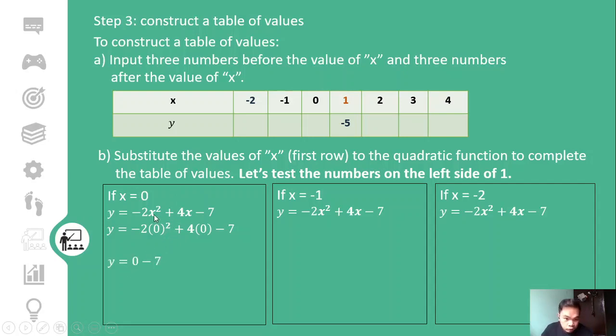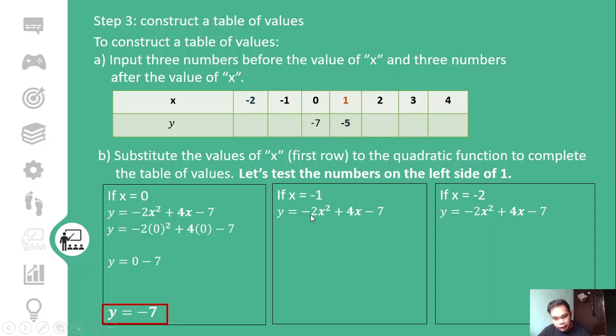0. Classmate, etong mga numbers na to, since meron tayong 0 dito, si -2, kapag minultiply natin yan dito, magiging 0 na rin yan. 4 minus 0 is also 0. So, matitira na lang is -7. Okay, so if x is equal to 0, then y equals -2x squared plus 4x minus 7 will become -7. Then, ilalagay natin yan dito sa baba ni 0.